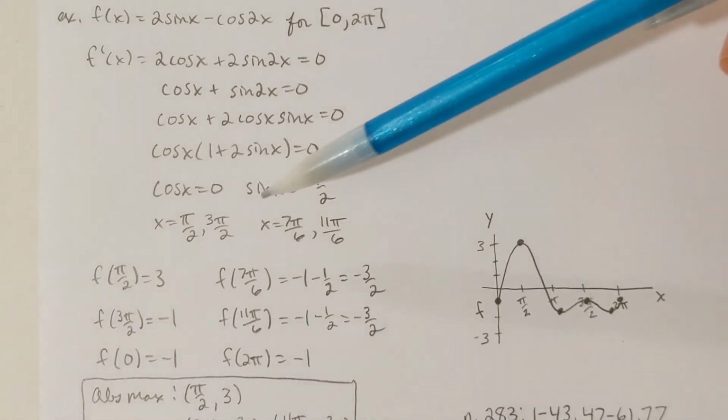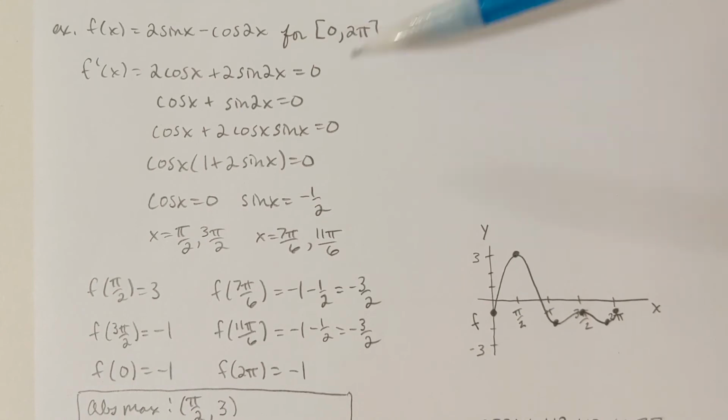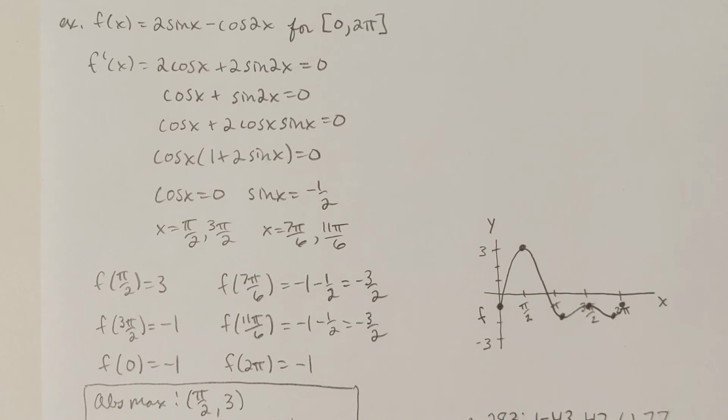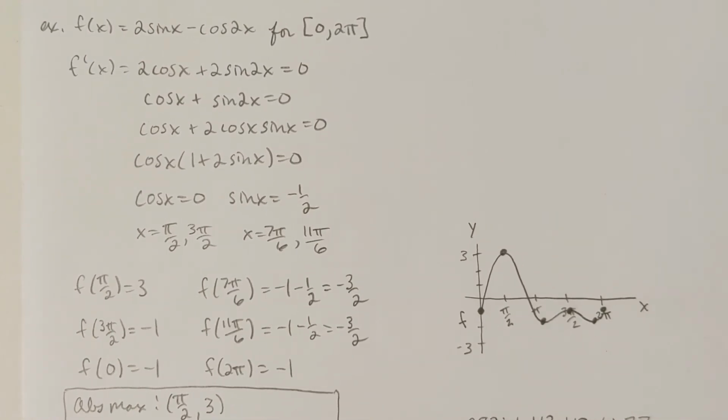So I'm going to plug in those 4 numbers along with the 2 endpoints on this interval, and I'll see what output is the biggest and what output is the smallest. Now, like we've been doing, make sure that you're giving exact values. We don't need a calculator for any of this.